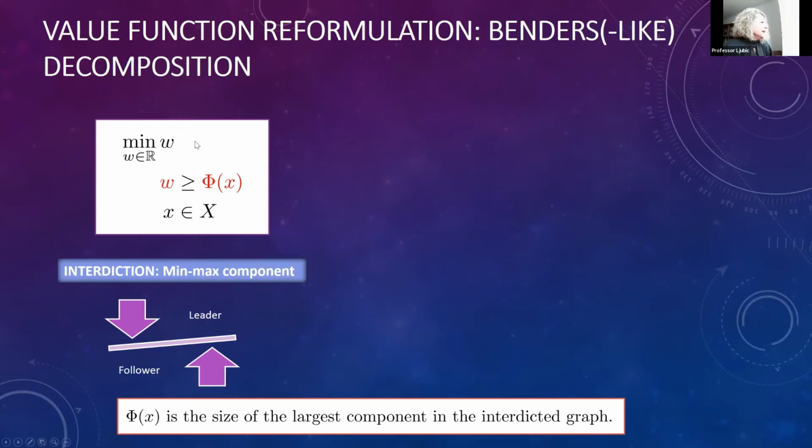So we say minimize max of phi of x, because remember phi of x just measures the size of the connected component after removing vertices from x. And we just reformulate it using this epigraphic reformulation by introducing an auxiliary variable w. And now the major goal is to translate these cuts, these inequalities, into linear constraints. So this is how we would be modeling the min-max component problem.